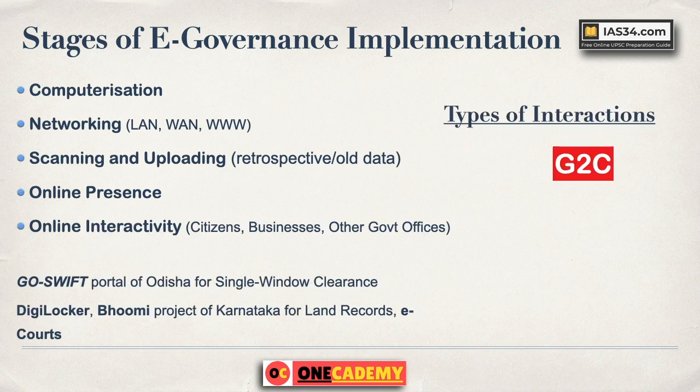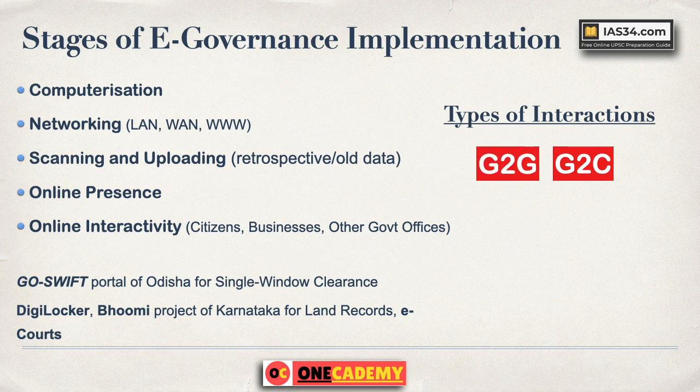Okay, next. These are the types of interactions that government does. Number one is G2C, which means government to citizen. Of course, you can think of all the examples, right? You all the time go and use government facilities or government services.